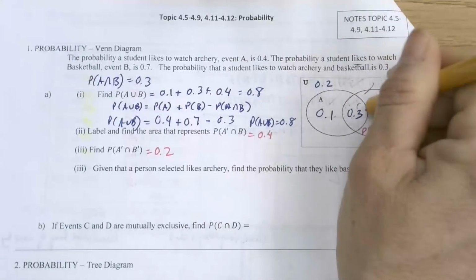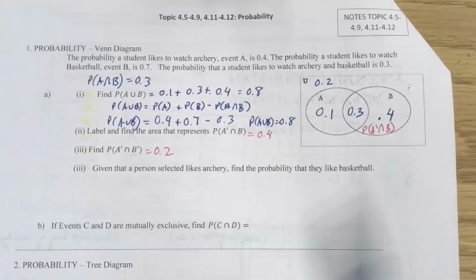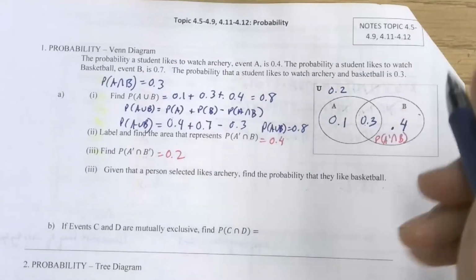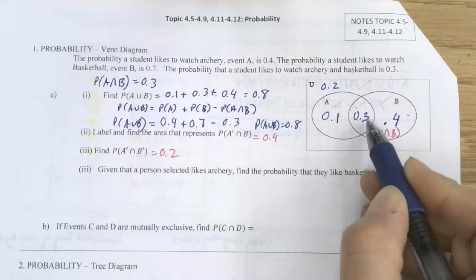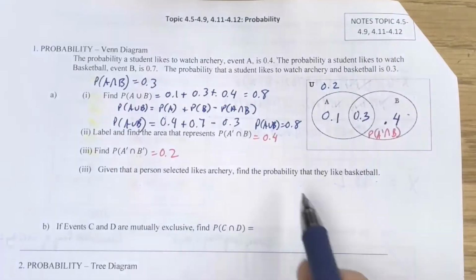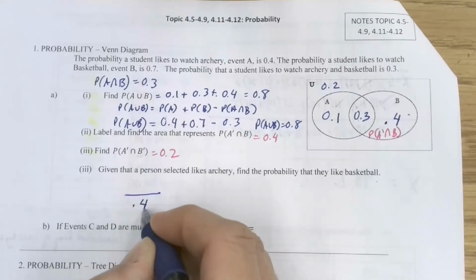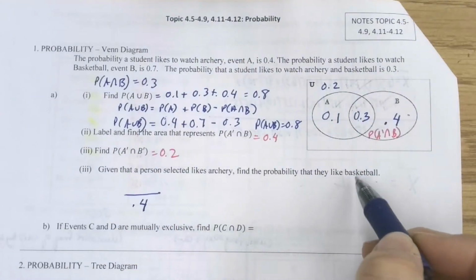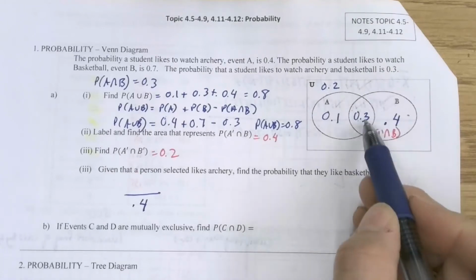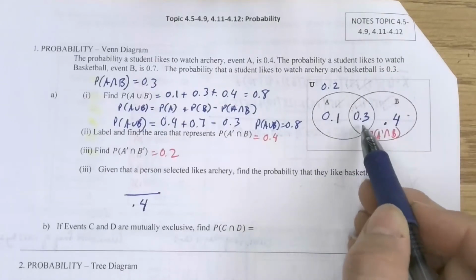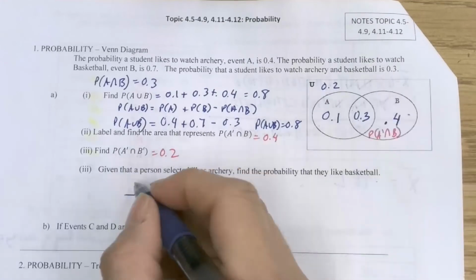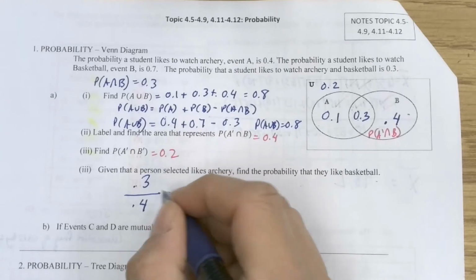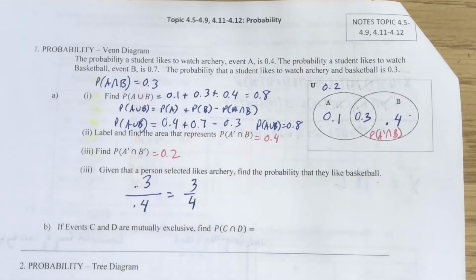I am now narrowing down my sample space just to this circle. You can ignore all the stuff on the outside, just looking at this circle here, which is 0.4. And so I'm giving a probability, and it's now out of 0.4. Find the probability that they like basketball. Well, of that 0.4, it's the overlapping section of people that also like basketball. So that would be 0.3 over 0.4. Don't leave a decimal in a fraction, so multiply top and bottom by 10, and we have 3/4 or 0.75.